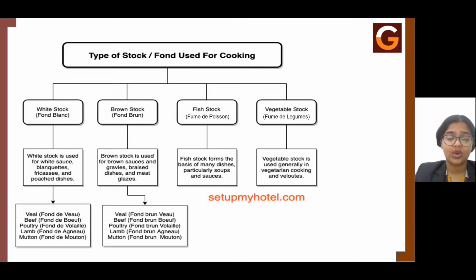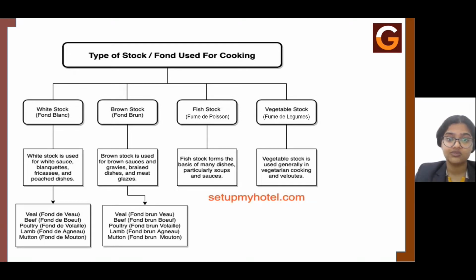In French, the stock is called fond, and for white you say blanc, so it's called fond blanc. For the brown stock it's fond brun, because it's brown. For the fish stock in French, it's called poisson, so you take it as fond de poisson. And for the vegetable stock in French, it's called légume, so you take fond de légume, or fumet de légume. It's nothing but your vegetable stock.